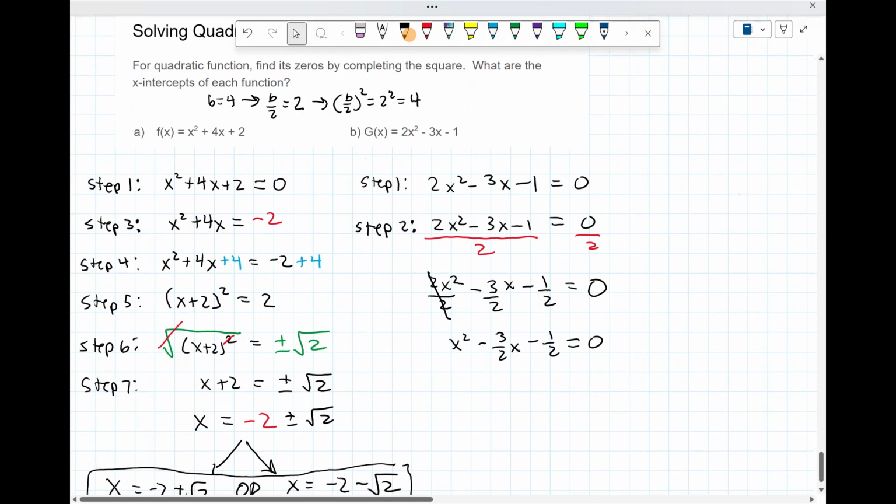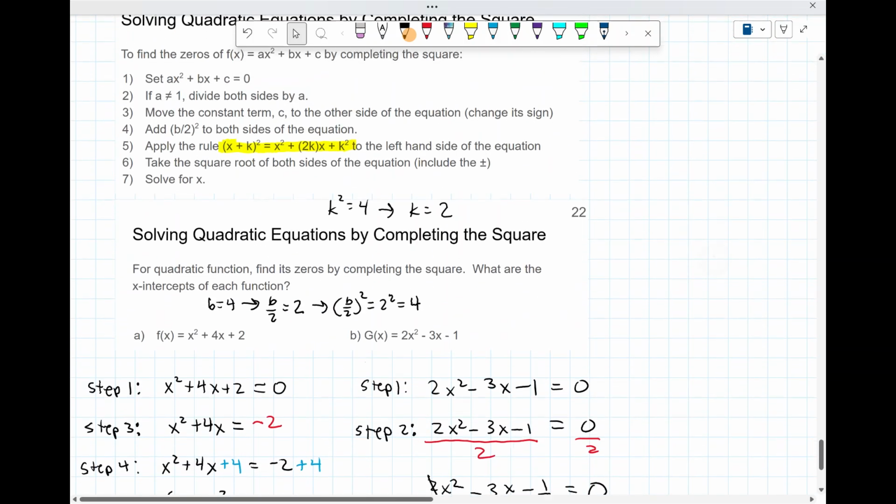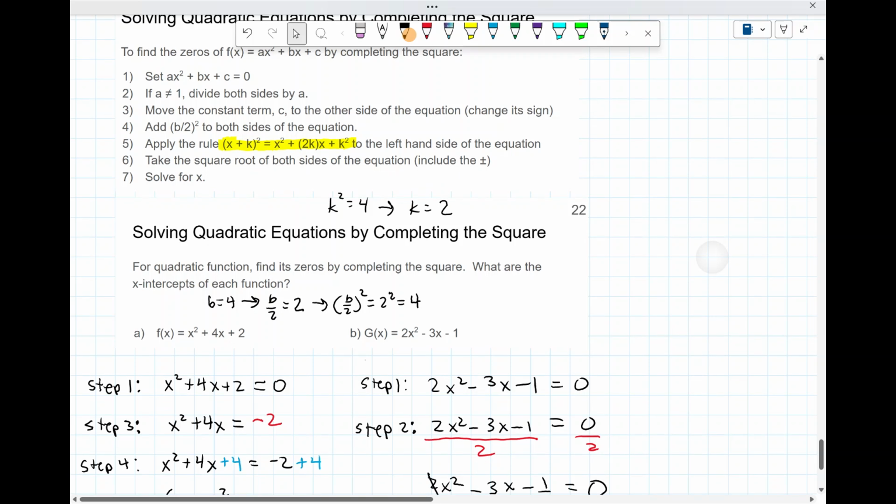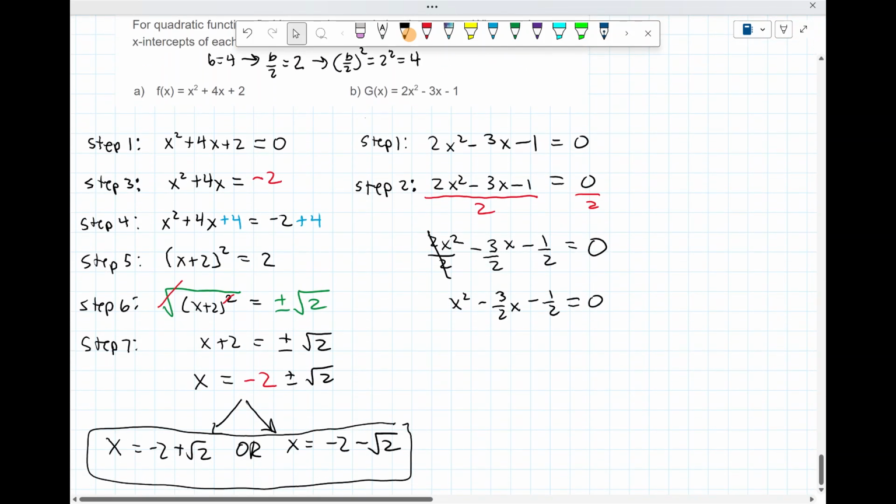All right, let's look at step 3. Step 3 tells us that we should move the constant term to the other side of the equation and change its sign. So we change that negative 1/2 into a positive 1/2 and move it to the other side.